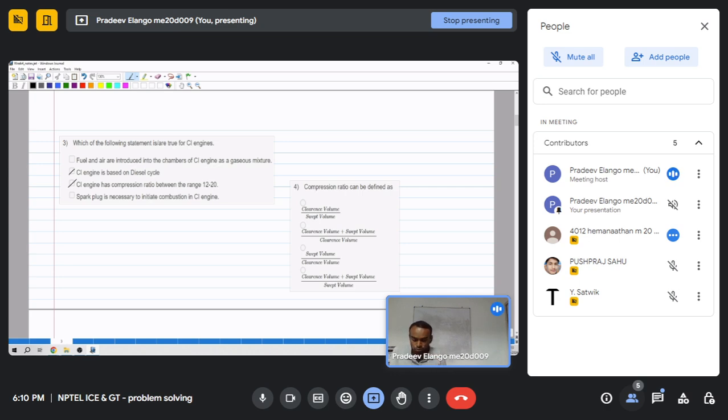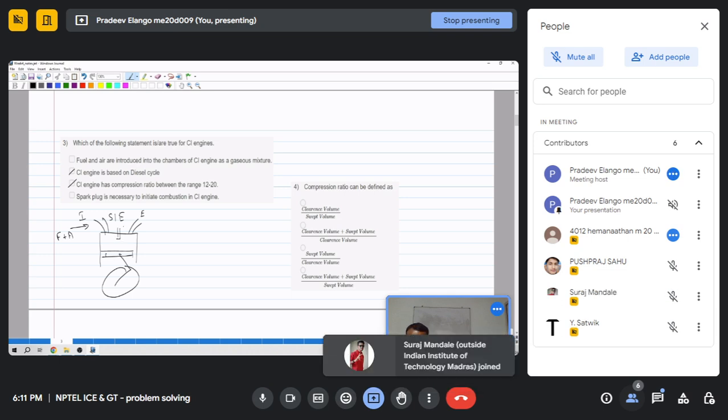So in the SI engine, this is the intake, this is the exhaust, we have the piston, and then we have something called a spark plug. In intake, we have fuel plus air going in, and at the end of the compression stroke, the spark is ignited and combustion starts. That is why we call it a spark ignition engine.